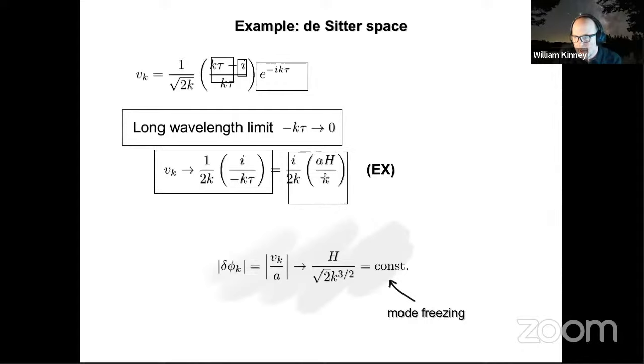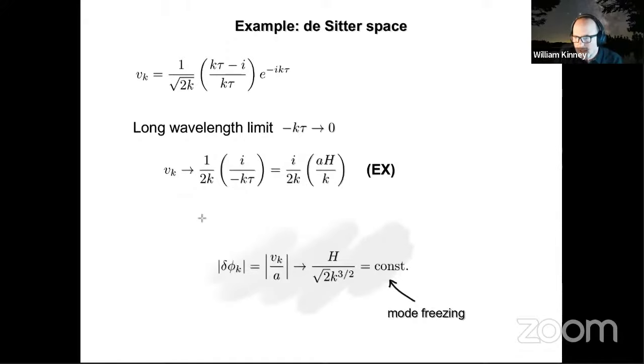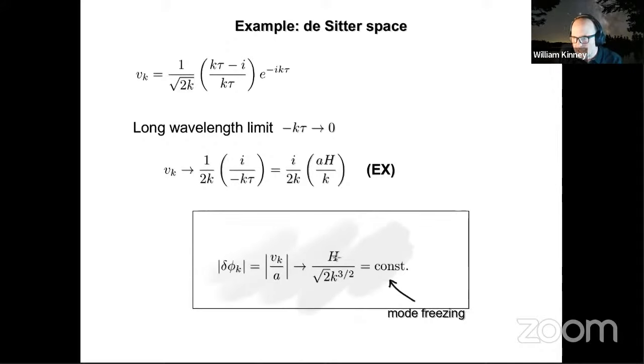And then I can use this to calculate the wave function, right? So this is obviously time dependent, right? Because it has a factor of aH in it. But remember that the field fluctuation is the mode function divided by the scale factor. And since H is a constant, that goes to a constant as well. And I see exactly this phenomenon of mode freezing.